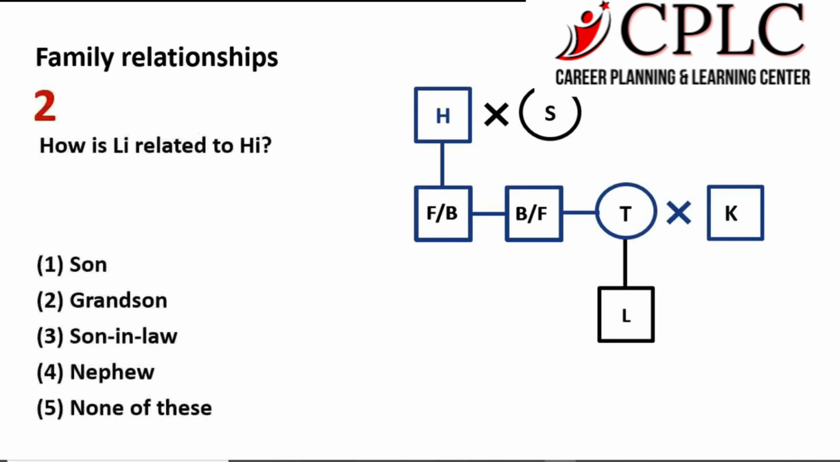Second question: how is L related to H? If you see the diagram, H is in the topmost generation, and L is in the bottommost generation. So L has to be the grandson of H. So the answer has to be answer option 2.